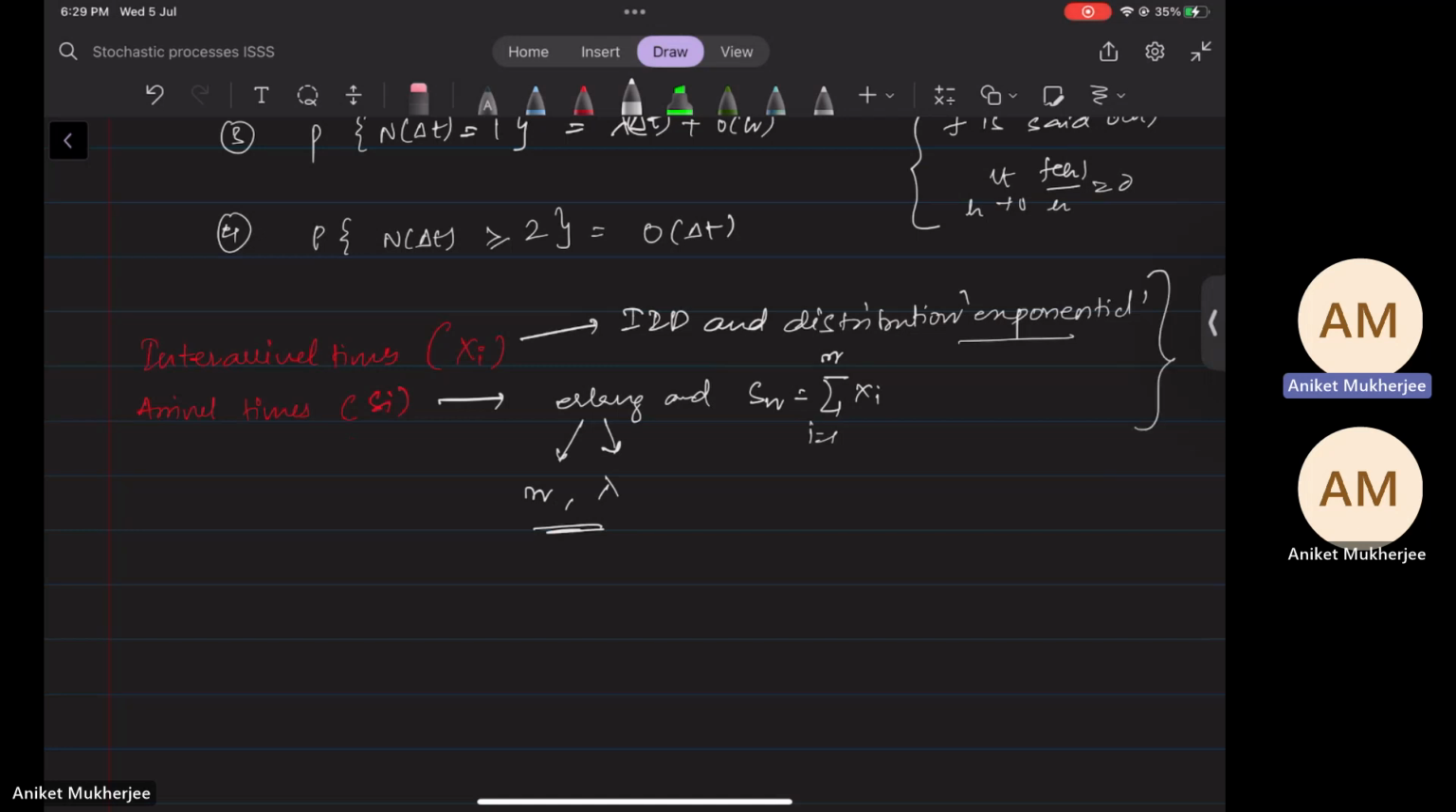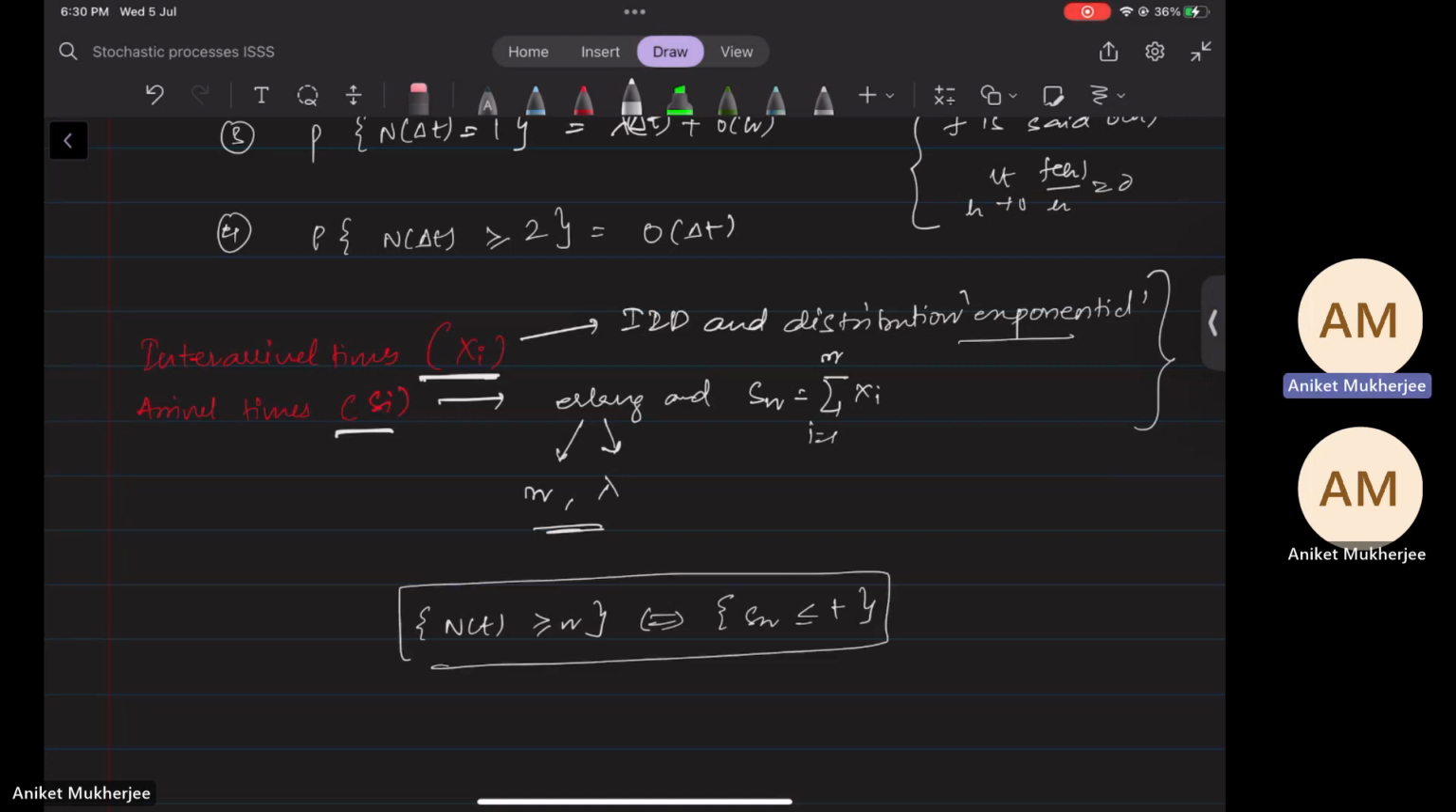We said that even by defining the interval times or the arrival times or the waiting times, you can also characterize the Poisson process. And the most important relation in the Poisson process, connecting the number of events that have occurred in an interval and the arrival times, was given by this. We saw that the event N(t) greater than or equal to n is the same event as saying that Sn is less than or equal to t. We saw this implication.